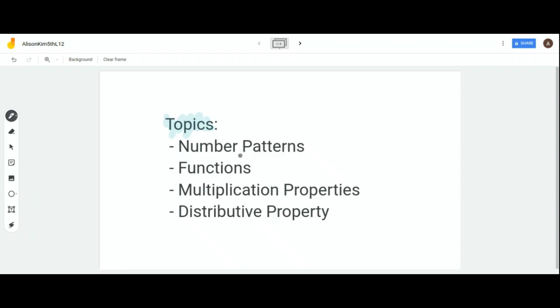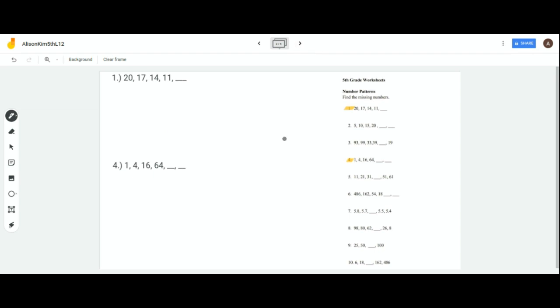Hi, 5th graders. Today we're going to learn about number patterns, functions, using multiplication properties, and distributive property. So let's get started. We're going to start off with number patterns.